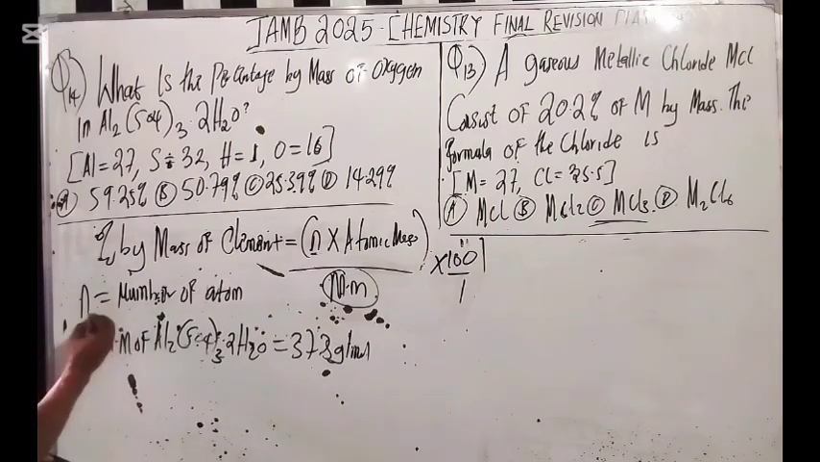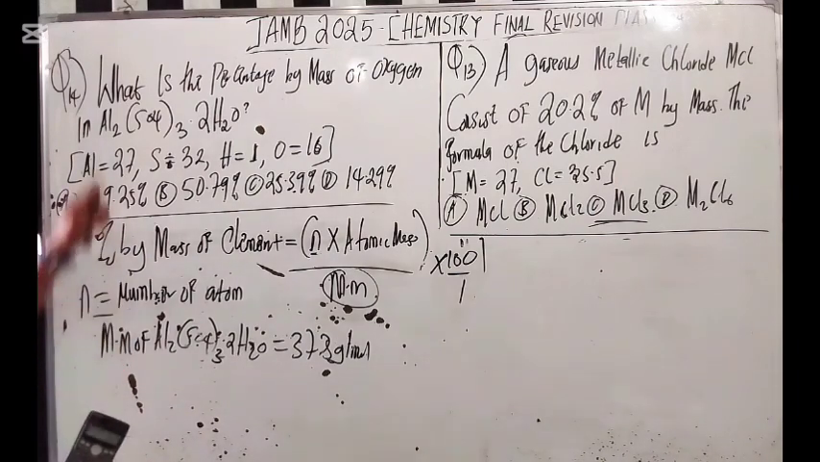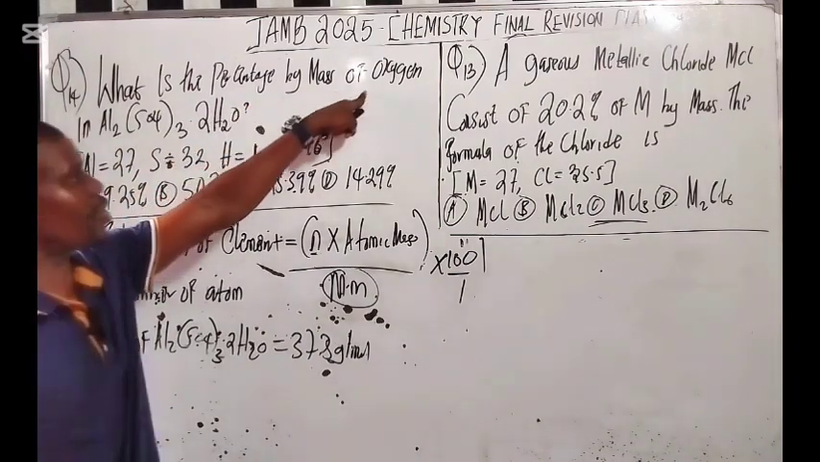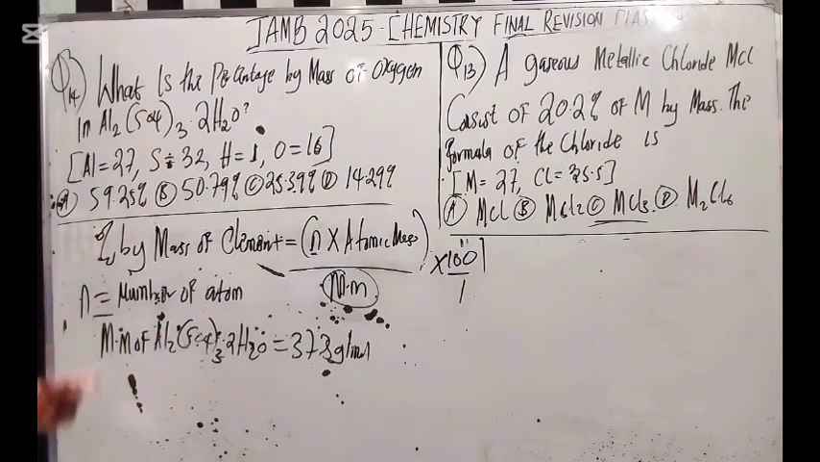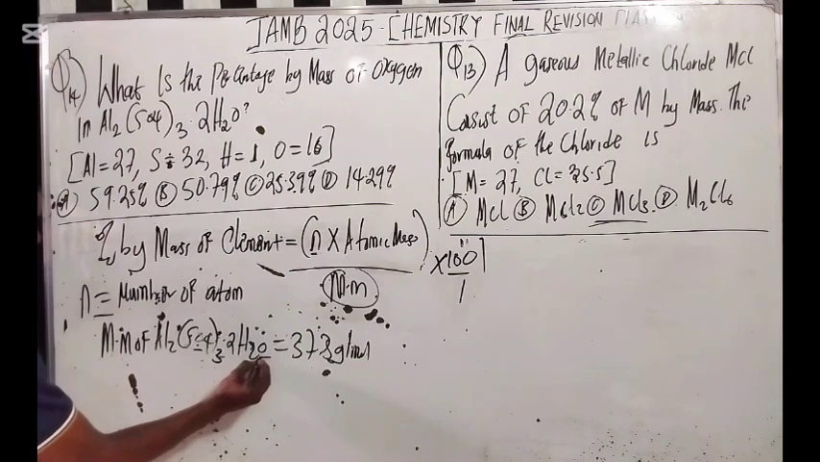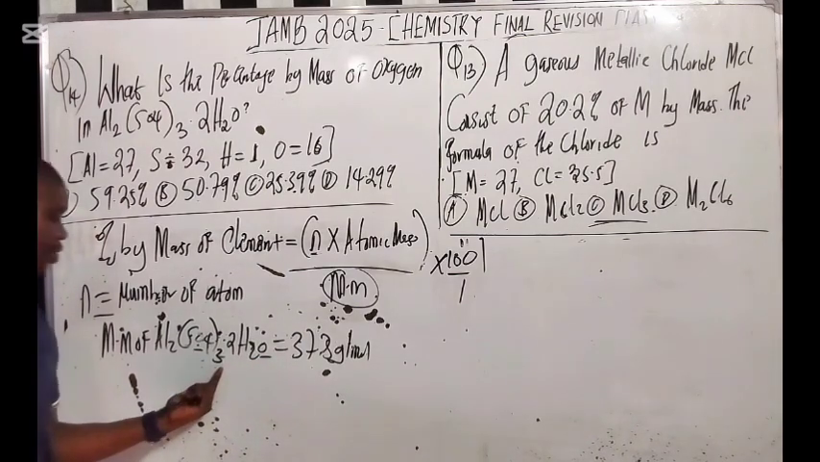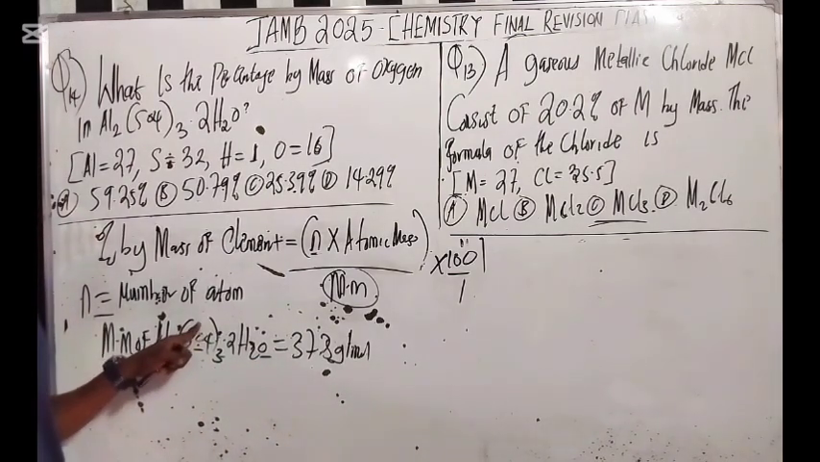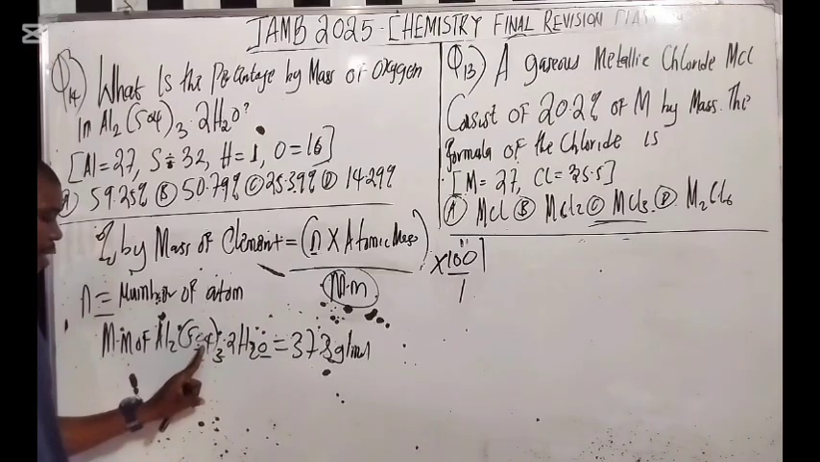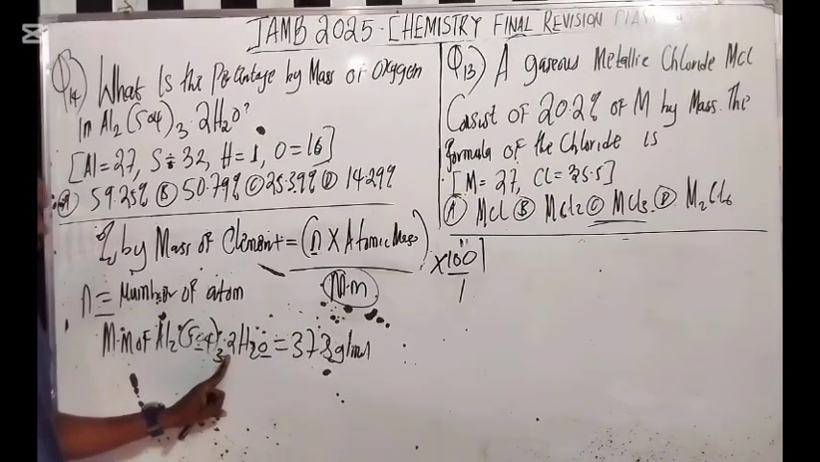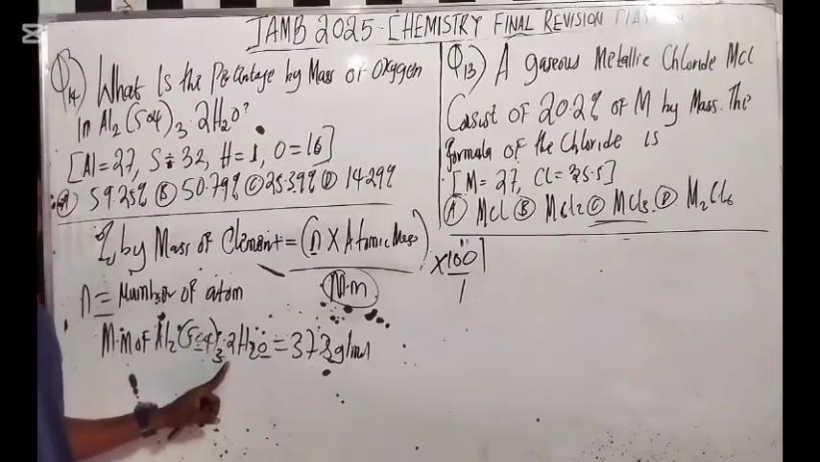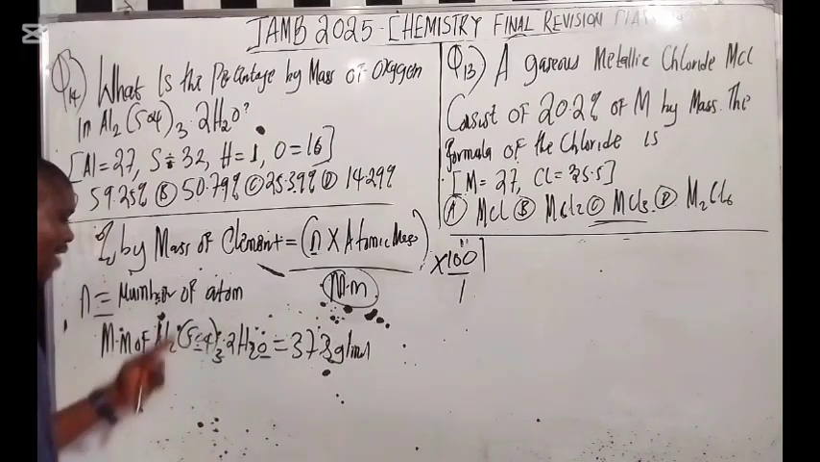Now let's look at the number of atoms. Remember they ask here what is the percentage by mass of oxygen, right? So let's look at the number of atoms of oxygen in the compound here. So how do we get it? Remember, we have oxygen here and we have oxygen here, right? How many atoms of oxygen do I have here? Inside the brackets, I have 4. Outside the bracket, I have 3, right? So 4 times 3 is 12. So in this one I have 12.